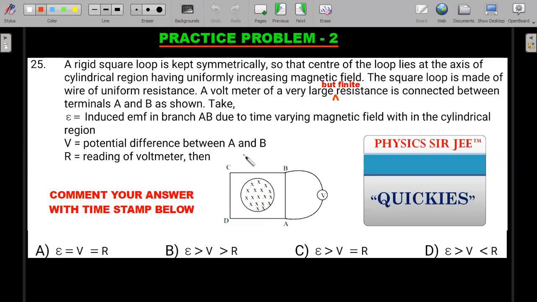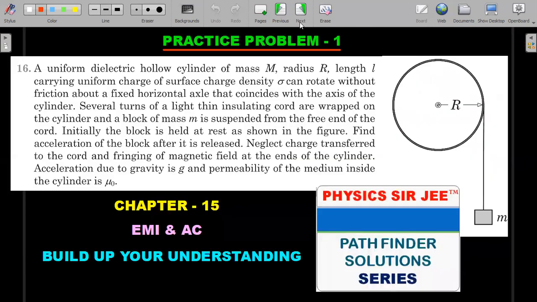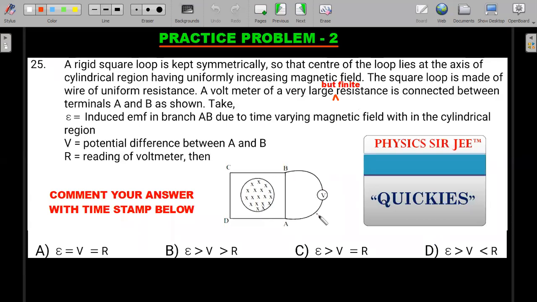Try to read the question on your own. The language is very clear. The voltmeter that you have connected here, especially if you have watched the previous video of the voltmeter, you would be able to ace that particular question, the voltmeter readings and non-conservative electric fields. The only difference here is the voltmeter has a large but finite resistance. So it is not an ideal voltmeter that is connected, but it is very close to ideal. So in that scenario, three readings are being given, E, V, and R. You're supposed to write the correct option for the inequality between E, V, and R.